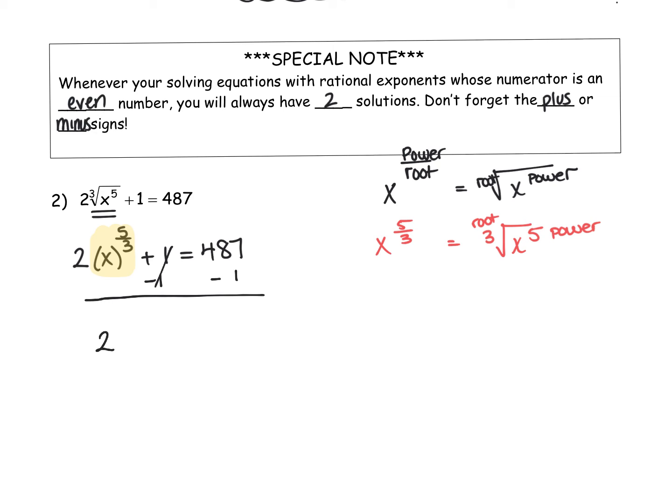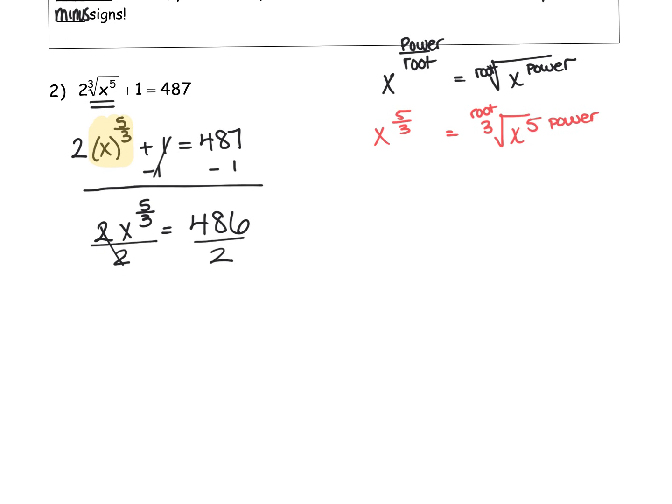So we have 2x to the 5 thirds must equal 486. And then we still haven't isolated this yet. We have to divide the 2 out, right? It's attached by multiplication, so we're going to divide. So when we divide it, we get x to the 5 thirds equals 486 divided by 2. If you do that, you should get 243.